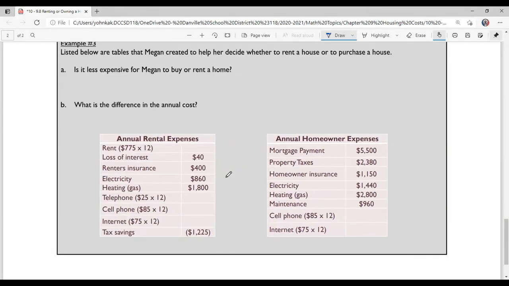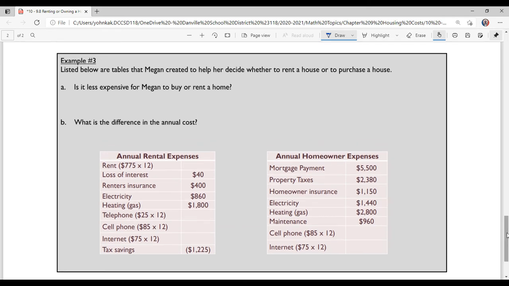Now we're going to compare two different scenarios. One is renting and one is a homeowner. Now, I kind of changed the tables a little bit from what's in your notes. I moved the tax savings over here because you get tax savings when you rent. And I took off the loss of interest over here on the homeowner. So listed below are tables that Megan created to help her decide whether to rent a house or to purchase a house. So part A says, is it less expensive for Megan to buy or rent a home? So we're going to find the total annual expenses for both of these, and then we can answer the questions.